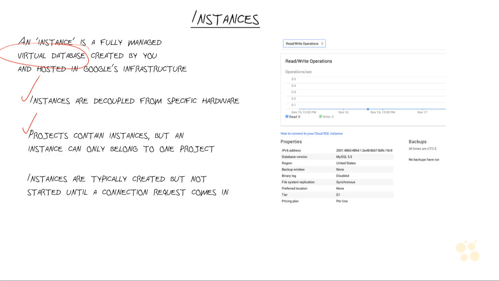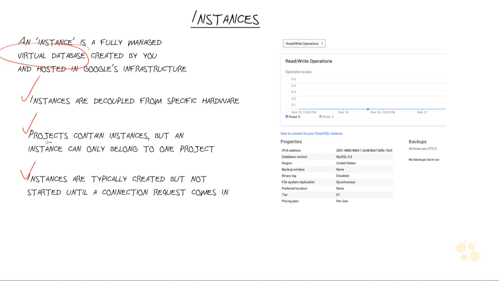Now, the instances, when you create them, are typically created but not started until a connection request comes in. This is a spin up on demand sort of thing. So the first request that hits your database is going to take a little bit longer because it'll wait for the instance to spin up before it's running. And then the instance will sit there and run, and once it's been idle for I think 4 hours is the default, it'll spin down and shut off again until another request comes in.